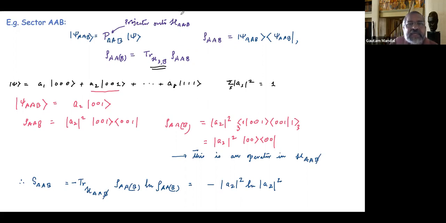What do I mean by H_AA? I mean precisely this: I take H_AAB and I ignore B. That's something that I would call H_AAB slash. So I take the rho_AAB and compute the entanglement entropy with respect to this density matrix. In the case of the general state, the linear combinations have amplitudes A1, A2 up to A8, because there are 8 sectors.